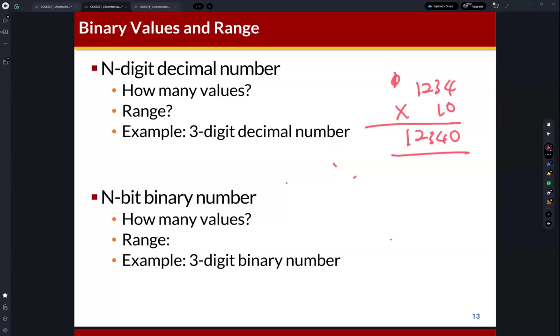So let's think about an n-digit decimal number. Then how many values can it represent? For example, if we have a 4-digit decimal number, what is the maximum value that can be represented with this 4-digit decimal number?